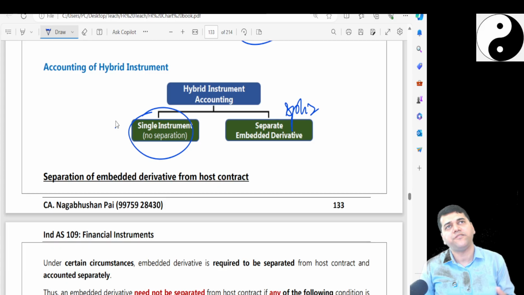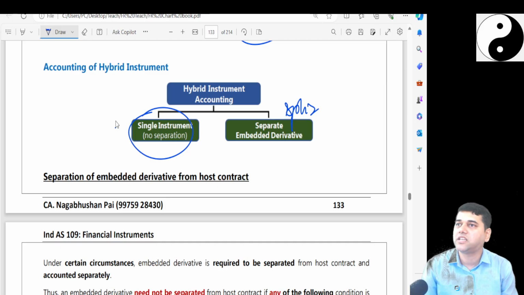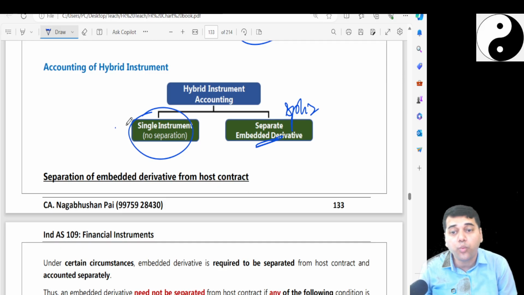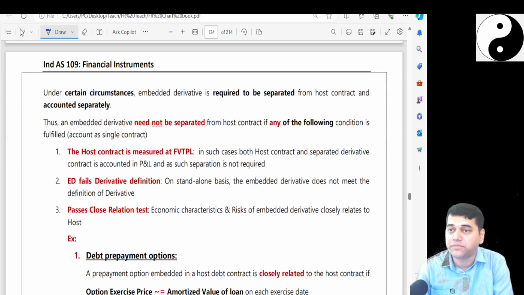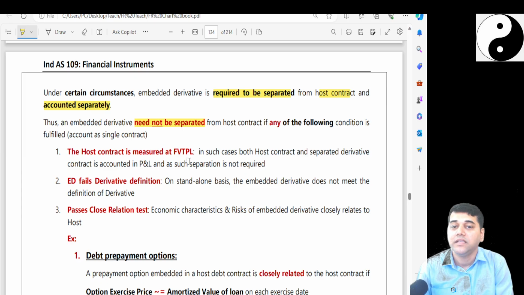So what entry will I pass? Financial liability account debit to bank, finish. Bank account debit to financial asset, or bank to financial liability, simple. But sometimes I may have to separate. When? Under certain circumstances, you are required to separate a host contract and account separately. Okay. When I need not separate it, if any of the following conditions is fulfilled, I can account for it as a single contract. If all the conditions fail, then I have to separate it.